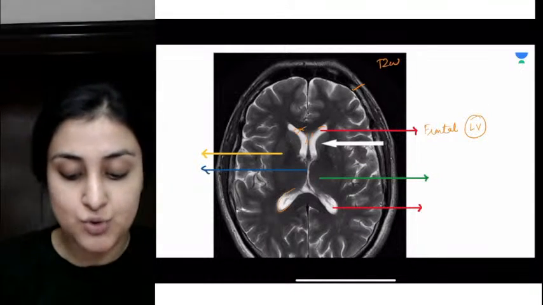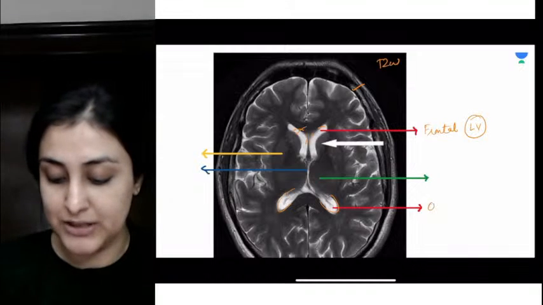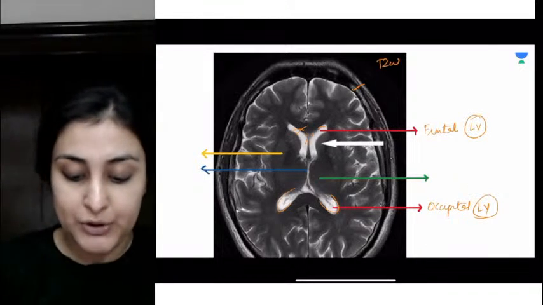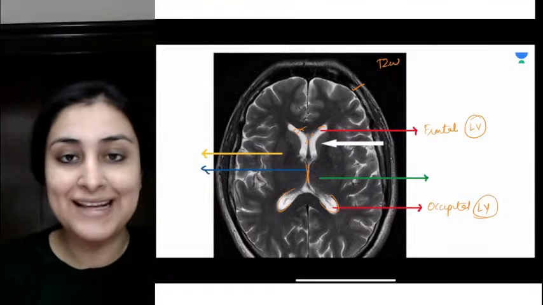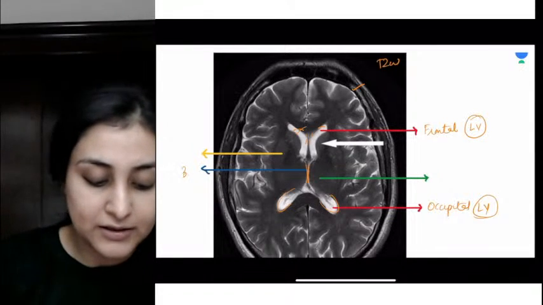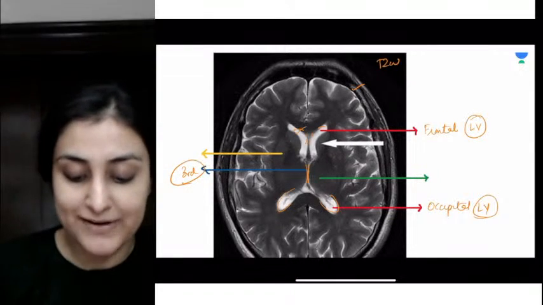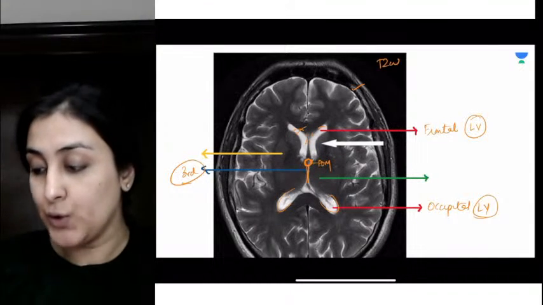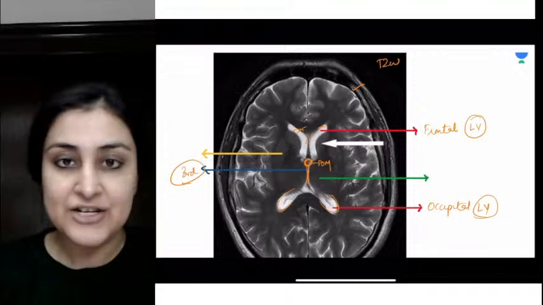Behind, what are these two horns? Oriented posteriorly. So these are occipital horns of lateral ventricle. What about the blue arrow? What is this midline ventricle? This is the third ventricle, isn't it? So this is third ventricle, and this area becomes foramen of Monro for us. Okay, so this is as far as lateral ventricles go.